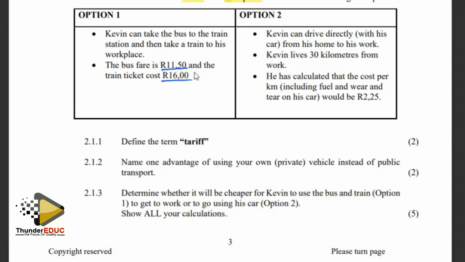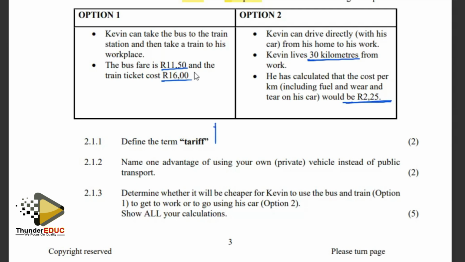Then we go to option number two. Kevin can drive directly with his car from home to his workplace, and Kevin lives 30 kilometers from work. That means a day covers 60. He goes with 30, comes back with 30. Then he has calculated the cost per kilometer, which includes fuel and wear and tear on his car, would be 2 rand 25 cents.